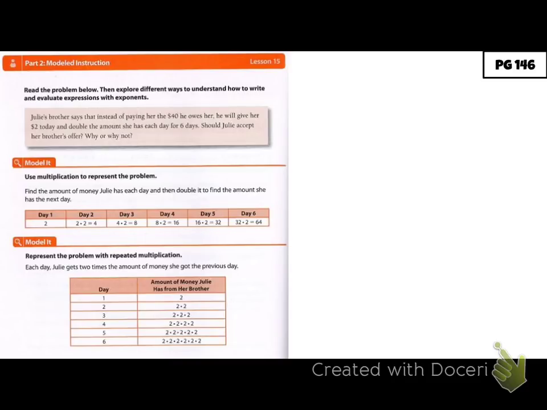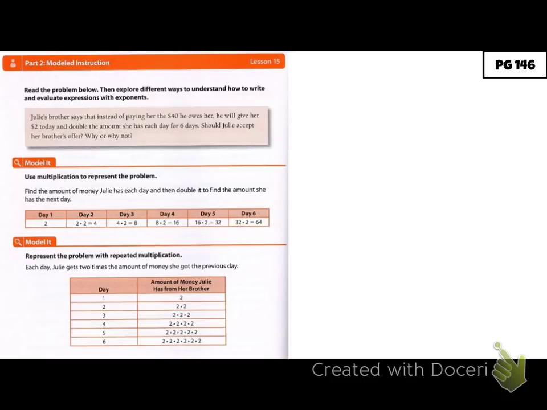So on day 1 she'd start with the $2. Day 2 it would be 2 times 2, which would be 4. Day 3, take the previous day, 4 times 2 is 8. Day 4, take the previous day, 8 times 2 is 16. Day 5, 16 times 2 is 32. And day 6, 32 times 2 is 64.